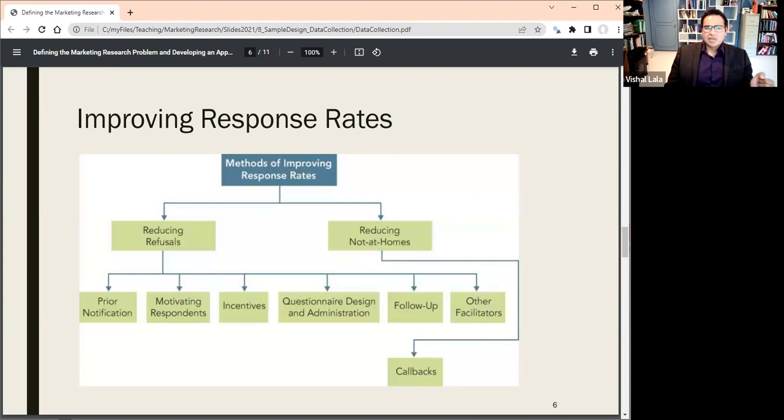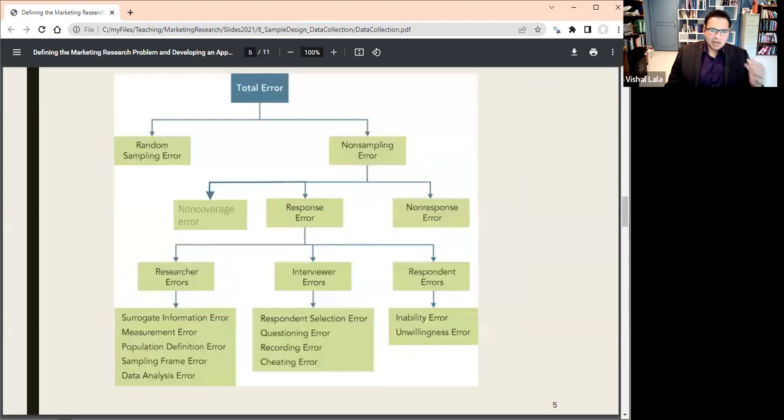Okay, so again, why would somebody not respond to a survey? For a whole host of reasons, right? The respondent may not have the time, may not feel like it's worth their effort. They may feel like the subject is not relevant to them, and so on.